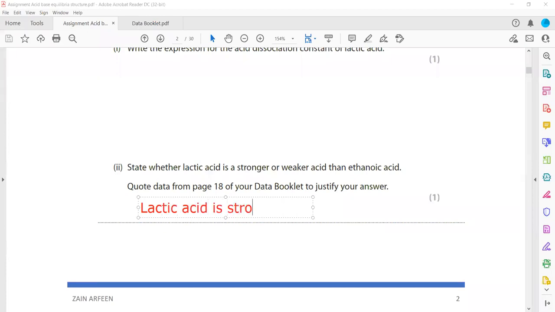Is it clear? As the substance dissociates more, the value of Ka will increase because it will have more ions. So it has a greater Ka, or dissociation constant, compared to that of ethanoic acid.